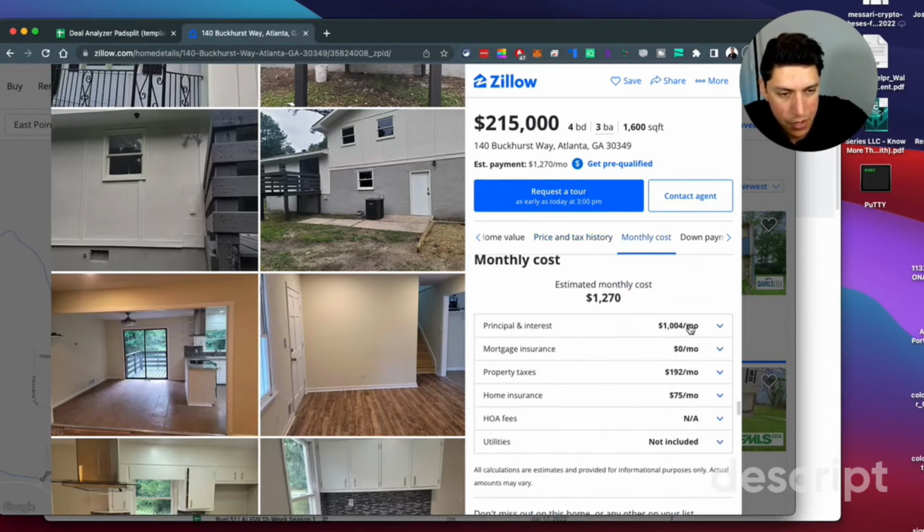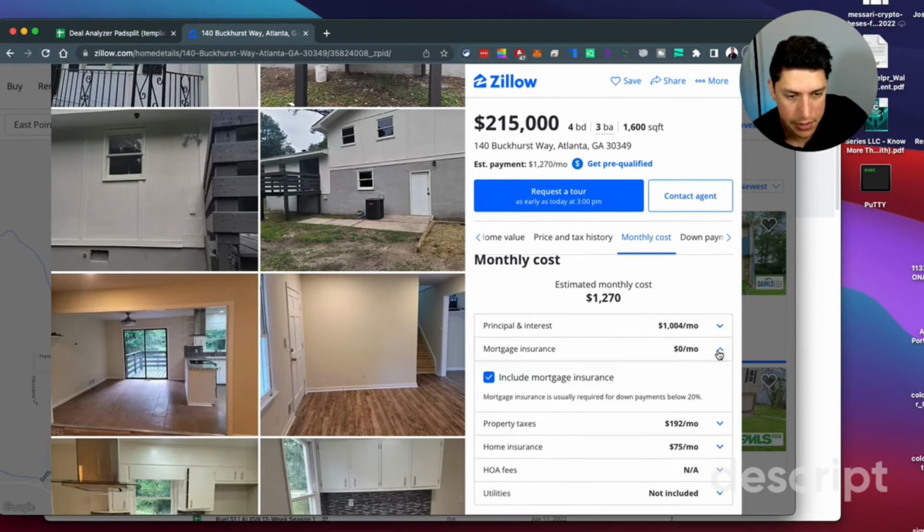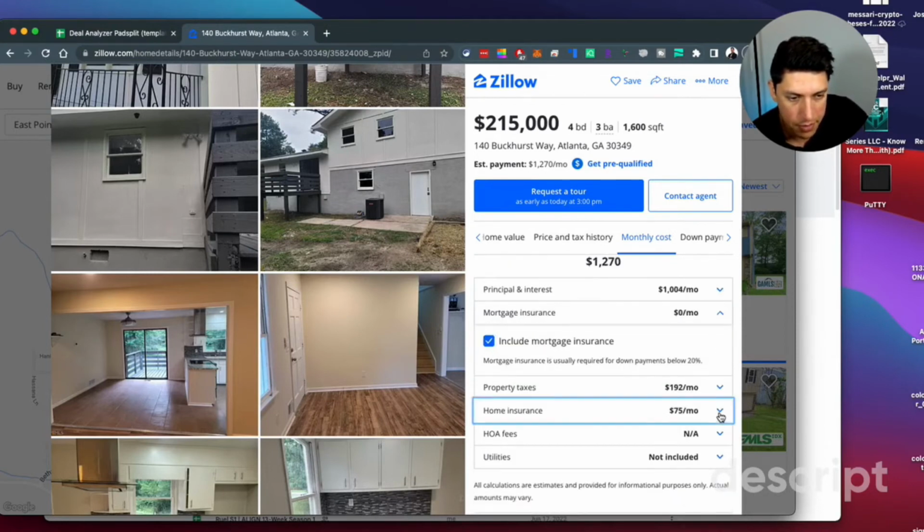And so here, principal and interest, you could see mortgage insurance here, home insurance, 75 bucks per month. So here they're saying 75 bucks a month, but they're not considering that it's a PadSplit. So this is if it was a regular home. When you're looking for insurance for these types of homes, I suggest that you be really honest with your home insurance company. Just let them know that you are renting by the room, and that way they can quote you accurately. So right now we're getting quoted $150 a month.